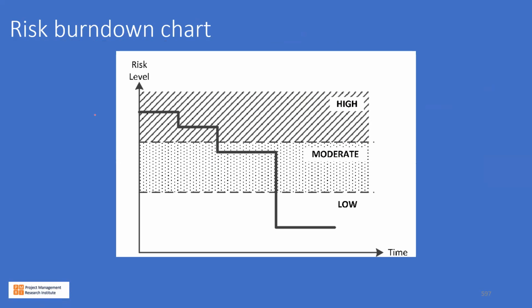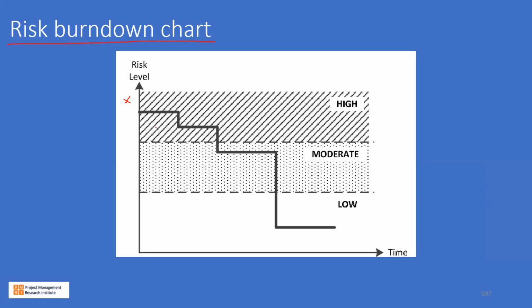Then we can always draw a risk burn down chart. This can be done for individual risk as well as for cumulative P into I. For individual risk, we can put the probability into impact on the y-axis. And as the project progresses, we have to reassess them. So if it is on a diminishing trend, then your corrective and preventive actions are effective.